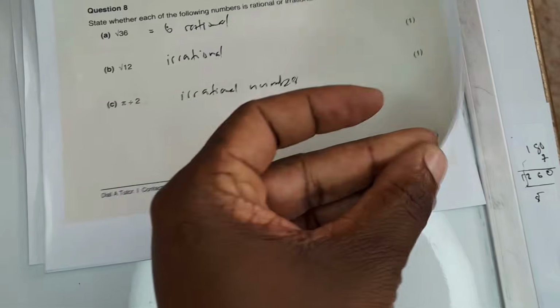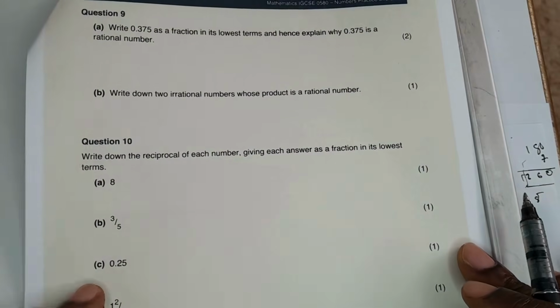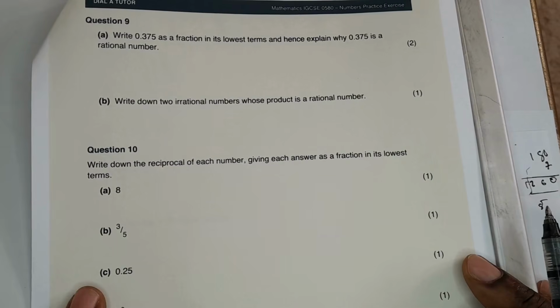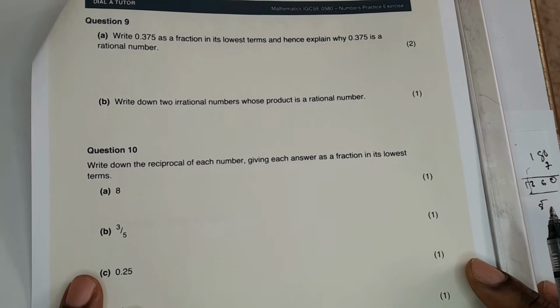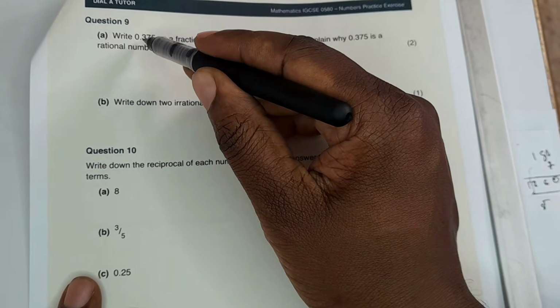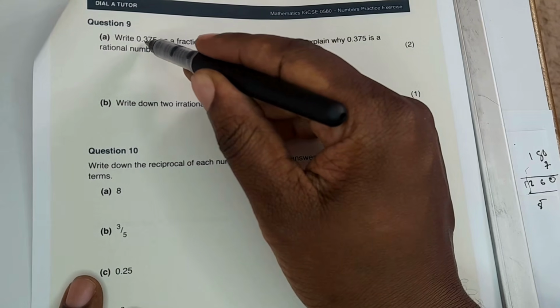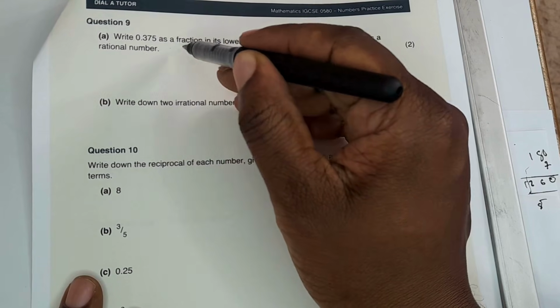Okay, moving on to the next section. Now, write 0,375 as a fraction in its lowest terms. Explain why 0,375 is a rational number. When you're writing these decimals, look, this is a tenth, a hundredth, a thousandth. So you're going to write 375 over 1,000.